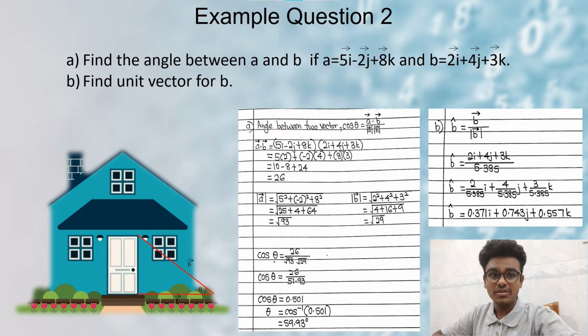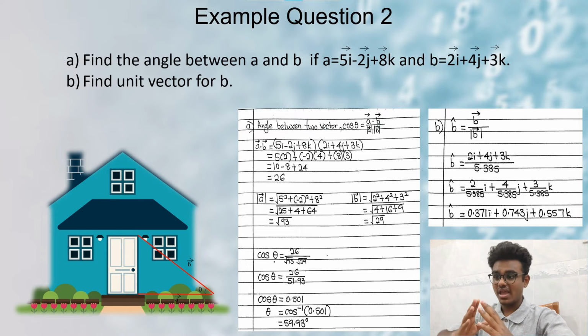So to find the answer for question A, you need to use the formula cos theta equals vector A times vector B divided by magnitude A times magnitude B. So first you need to multiply vector A and vector B. First, separate it into groups and multiply them group by group.